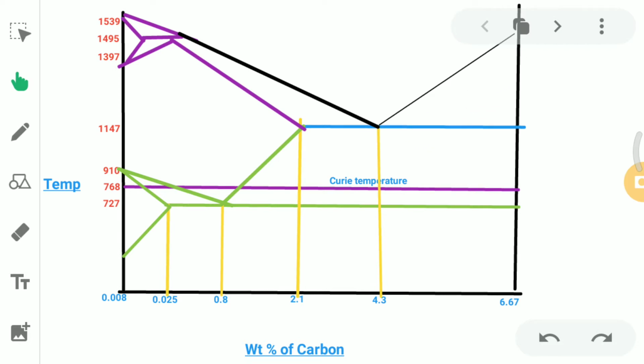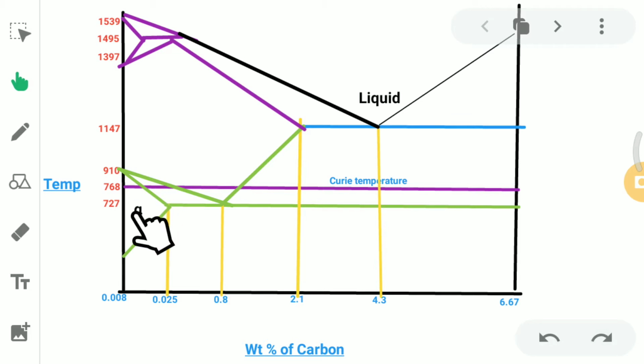And after drawing this, we need to know the phases, which phases are present in which regions. That is very important, friends. First of all, the top of the iron carbide diagram consists of only liquid, friends. Above this line, the whole material will be in the liquid state only.